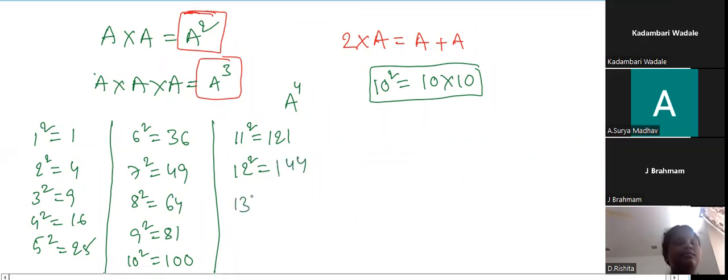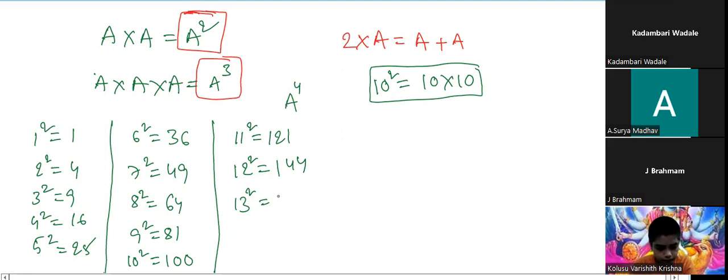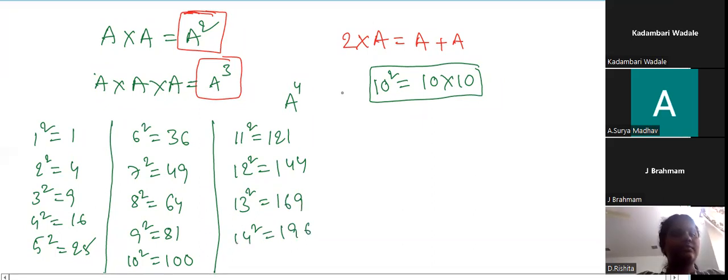Kadambari, can you say 13 13, sir? 13 square. Kadambari. Okay, let me write. 13 square is anyone can tell. Now anyone can respond. 169, sir. 169. 14 square. 196. 15 square. 175. 174. No, no. 225. Already 14 square is 196. How can you say 15 square 175? 225.